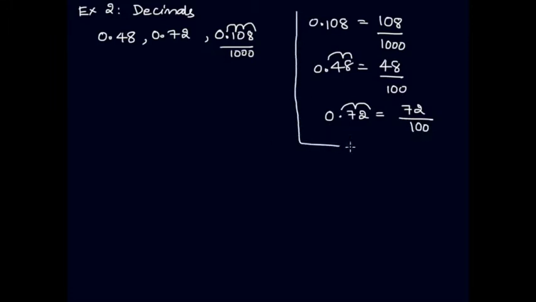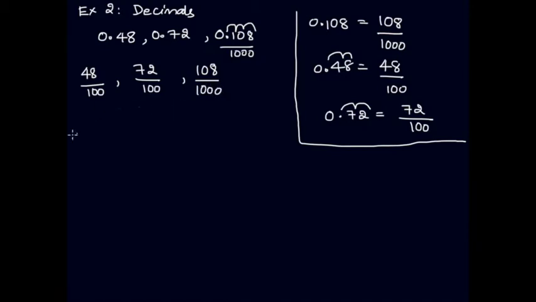Okay, so let's see how we can list these as fractions. So 0.48 we saw was 48 by 100. 0.72 is 72 by 100. And 0.108 is 108 divided by 1000. So let's take all the numerators first. 48, 72, 108. Let's find the HCF and LCM of these.